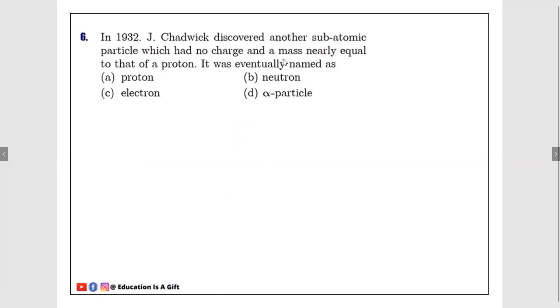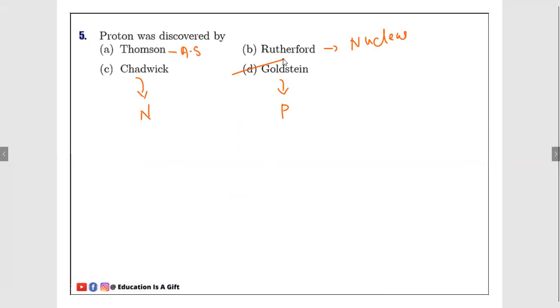E. Goldstein discovered the presence of new radiation in the gas discharge, called canal rays. Here is a gas discharge tube, cathode, anode. Anode is a positive terminal, cathode is a negative terminal, and from the anode canal rays started, and he observed those canal rays are positively charged and he named them as proton.